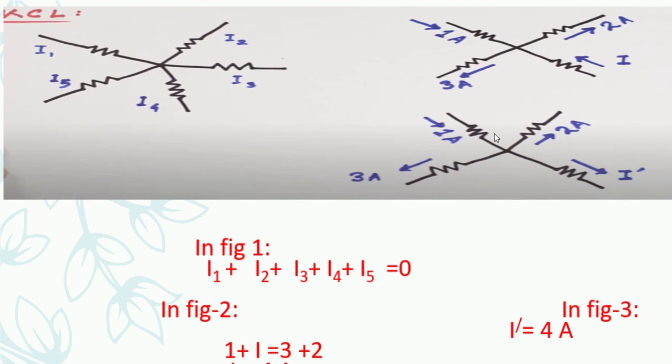Look at this figure. Here 1 ampere current is entering into the junction. 2 ampere is leaving. 3 ampere is leaving. And the current whose value I will find, going through this resistor, we take as leaving the junction, that is I prime. So the value of I prime by applying KCL we can solve is 4 ampere. Here it will be minus 4 ampere. Sorry, I have not given it.